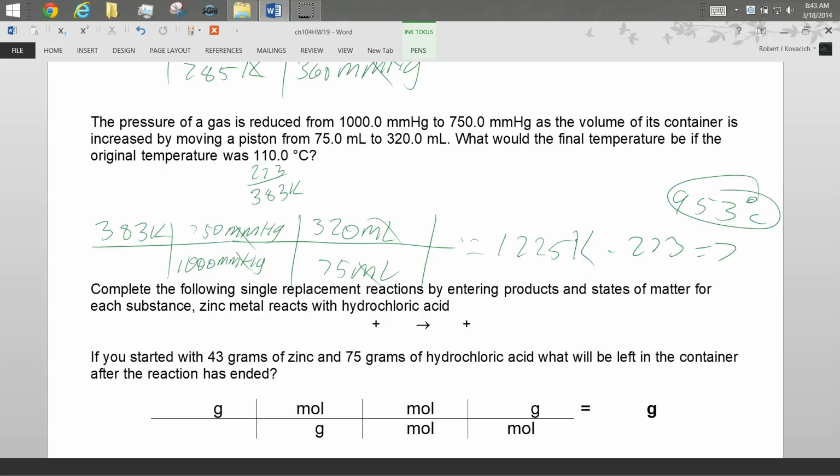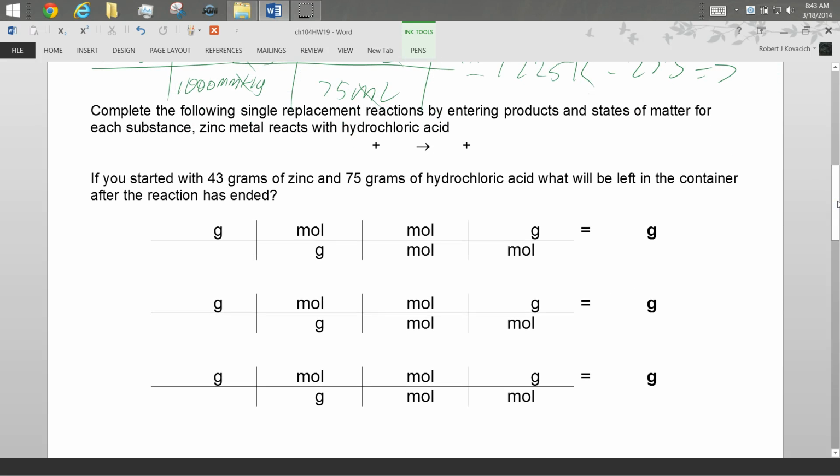Okay, next one. We're going to do a single replacement reaction. And it's zinc and HCl. So zinc and HCl, solid, aqueous. And what am I going to get on the other side? Hydrogen gas, zinc chloride. Okay, so we get hydrogen gas and zinc chloride. What type of chemical reaction is this? Single replacement, yep. Something by itself, and then it's not by itself, and something else is by itself.